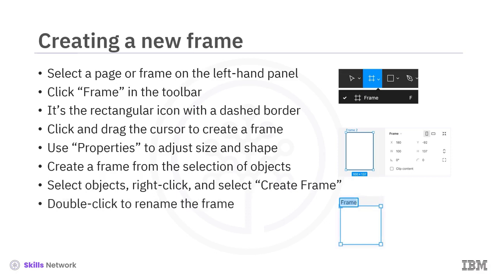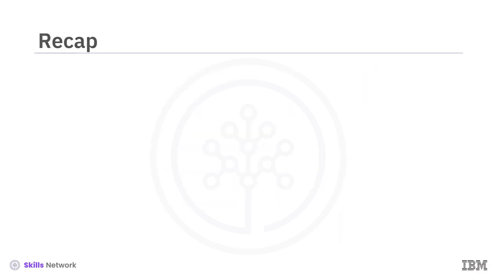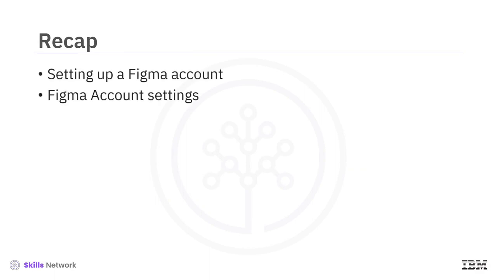Give the new frame a name by double-clicking on the default name, Frame 1, in the Layers panel on the left-hand side of the screen, and type in a new name. That's it! You've successfully created a new frame in Figma. You can now begin adding elements and designing your layout within the frame. In this video, you learned about setting up a Figma account, Figma's account settings, creating a new file and a new frame.